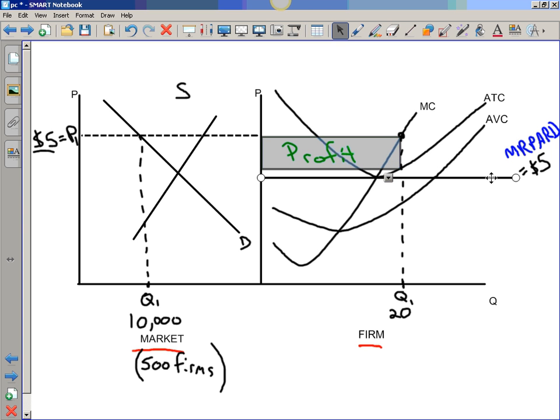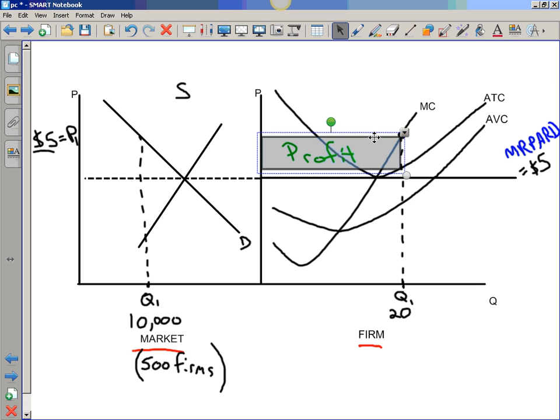And so the price in the market is going to ultimately have to fall to the point where firms are no longer earning a profit or a loss. So now I'm going to get rid of this guy. You would leave it on your graph, obviously. I'm going to remove it just to make things a little bit easier to look at.